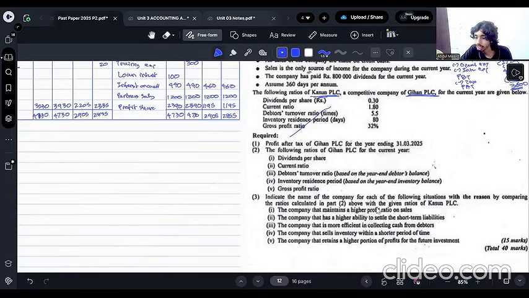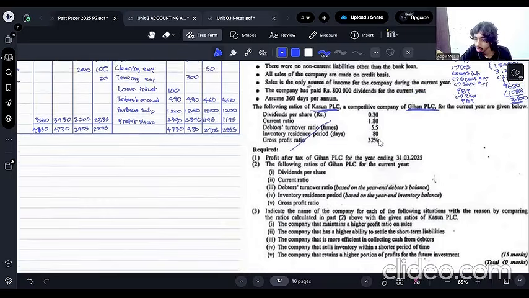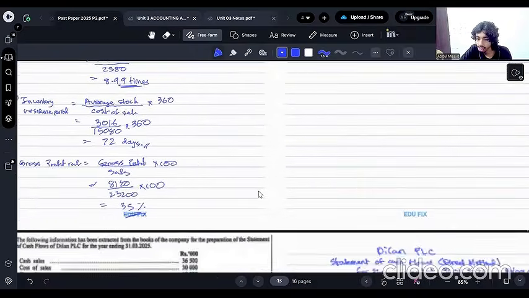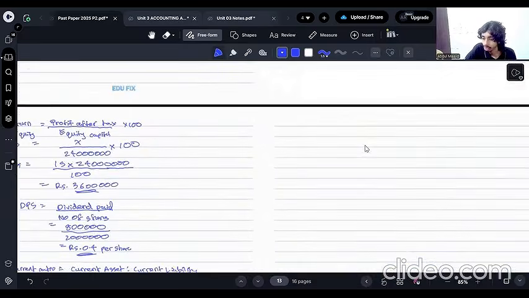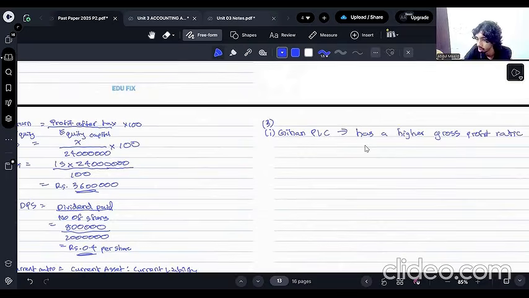Number one, the company that maintains a higher profit ratio on sale. Now see here, Kasun PLC gross profit ratio is 32%. Gihan PLC, we found 35%. Then who has a higher profit ratio on sale? You can say for requirement number 3, Roman number 1, Gihan PLC earns a higher gross profit ratio. Second one.